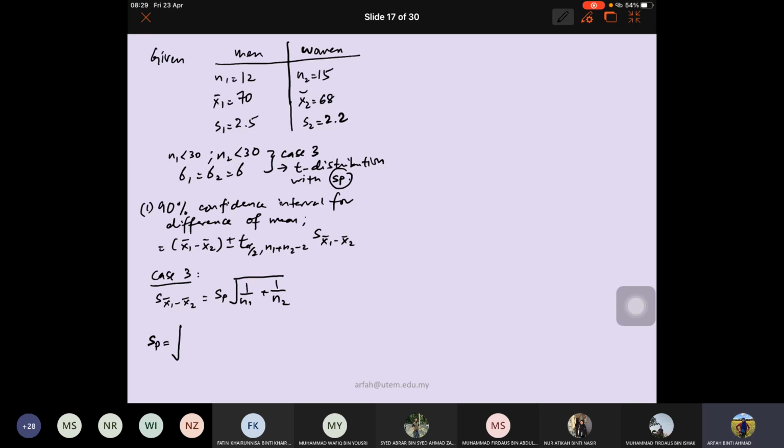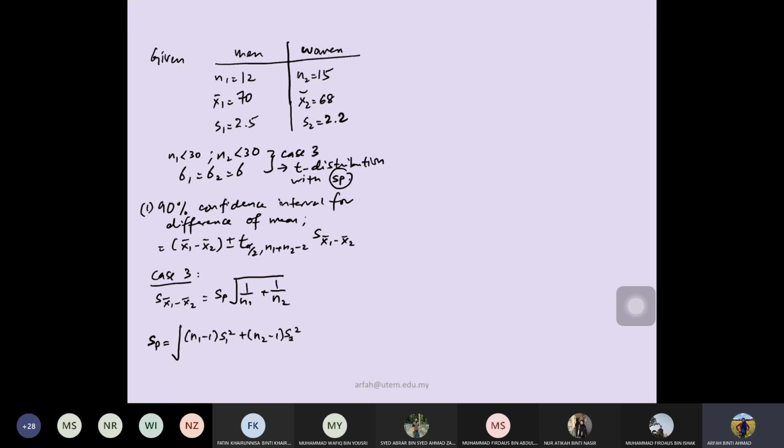Yang mana formula untuk SP adalah sama dengan square root of N1 minus 1 S1 squared plus N2 minus 1 S2 squared, okay, over N1 plus N2 minus 2. So, cuba kira this one. Dapat berapa?